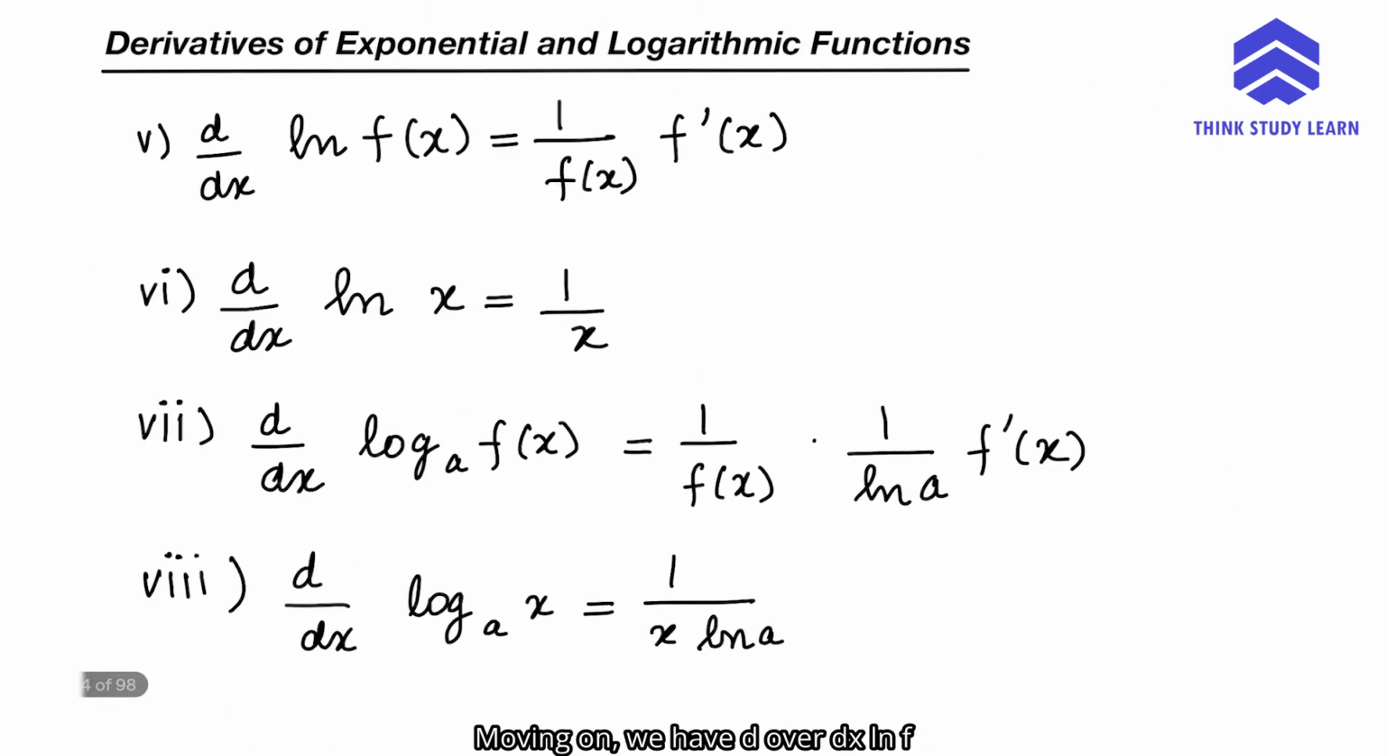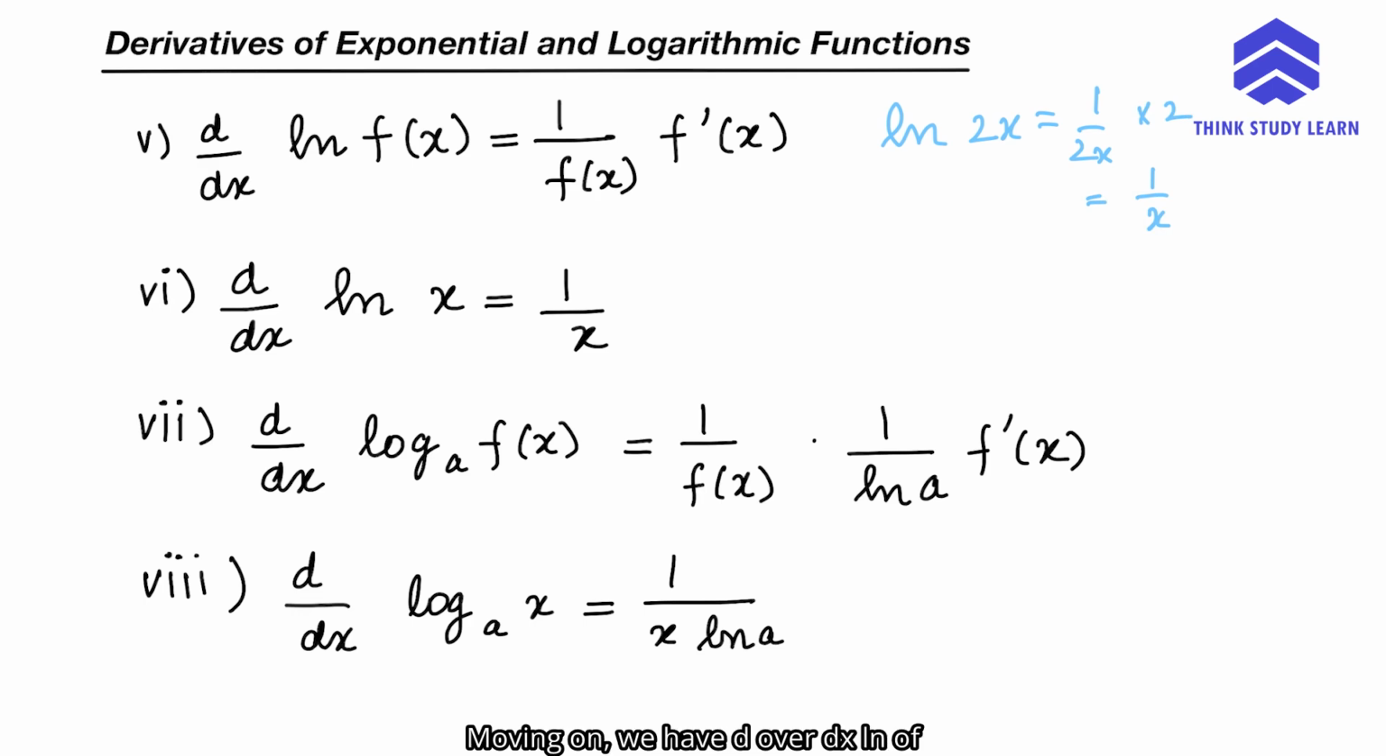Moving on, we have d over dx ln f of x is equal to 1 over f of x multiplied by the derivative of the function. Now, what does this mean? This means that if we are to find the derivative of ln 2x, we'll write it as 1 over 2x, that is 1 over the function, multiplied with the derivative of the function, that is 2. So we would have 1 over x as our final answer.